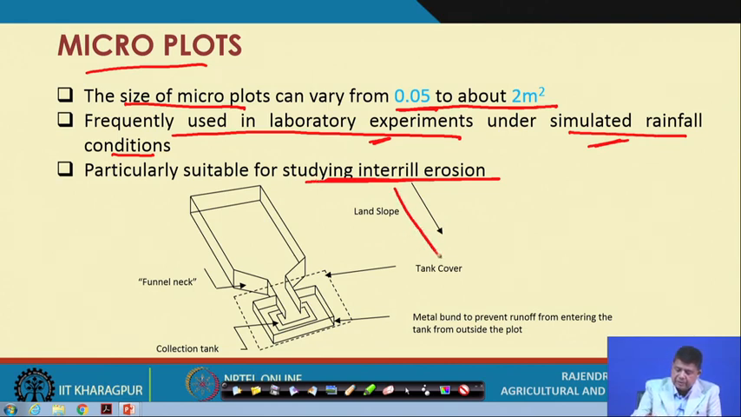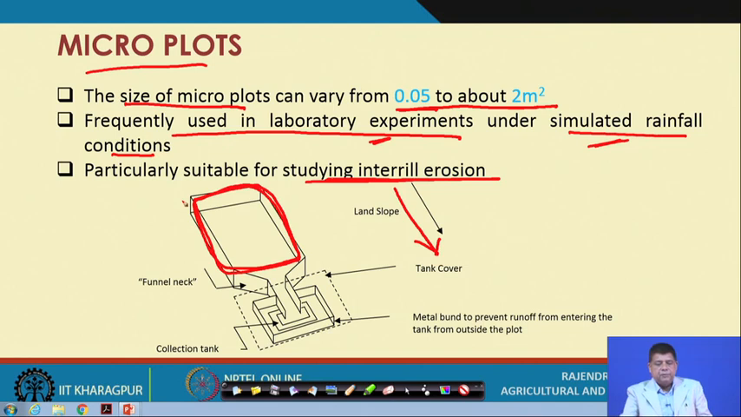This is the land slope direction which we are seeing here. Here you can see that this is really the experimental area. This is where simulated rainfall will occur, and whatever variables we want to measure, we will be measuring. And then at the end of this area, a funnel-like shape is provided in order to direct the flow and sediment being generated from the runoff plot to a collection tank.